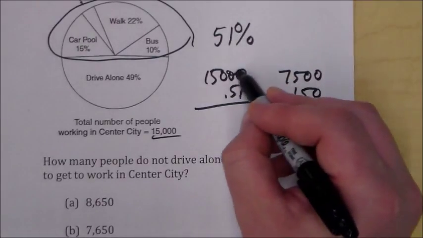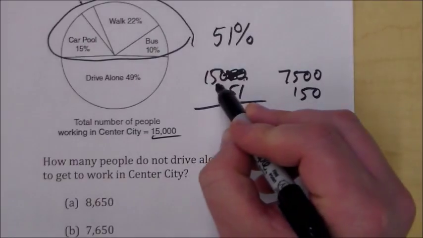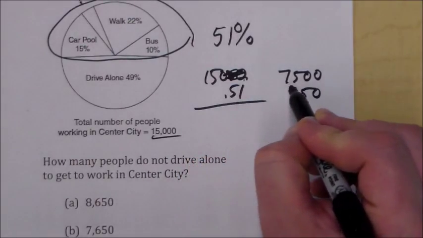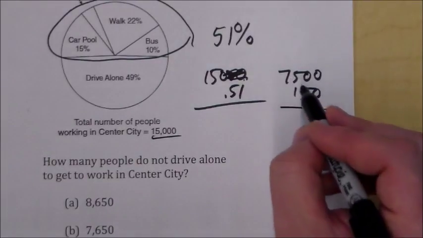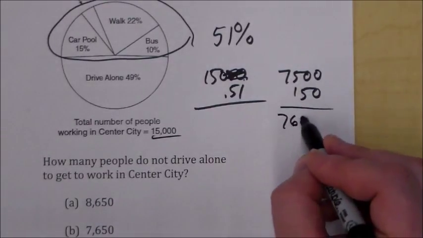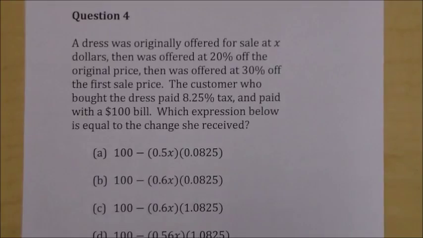Because 1% is just moving 2 decimal points or taking away 2 zeros, that's 150, and half of 15 is 7.5. So half of 15,000 is 7,500, and you can just add 50% plus 1% to get you 51%, which is 7,650. We're good? Okay, question 4.